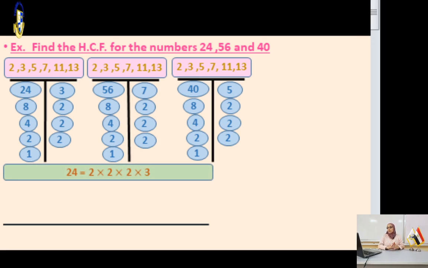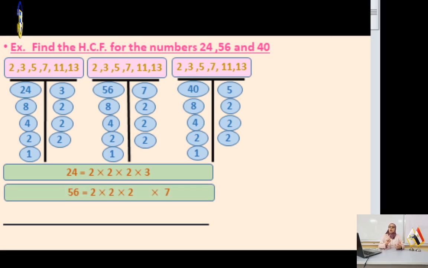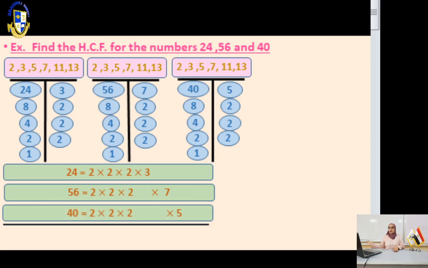24, its prime factors are 3 times 2 times 2 times 2. Okay, 56: 7. Where do we write 7? Don't write it under 2 or 3. You must write it at the last. And 2 under the 2, 2 under the 2, 2 under the 2. 40: we don't have 5 in the prime factors of 24 and 56, so we write it also at the last. And then write 2 under the 2, 2 under the 2, 2 under the 2.